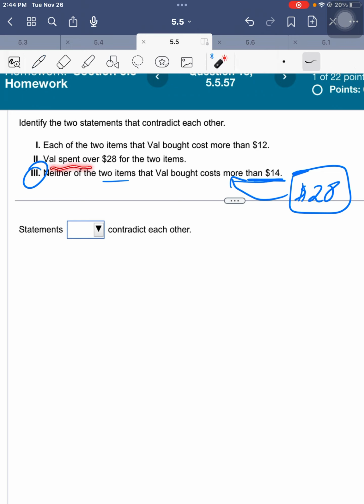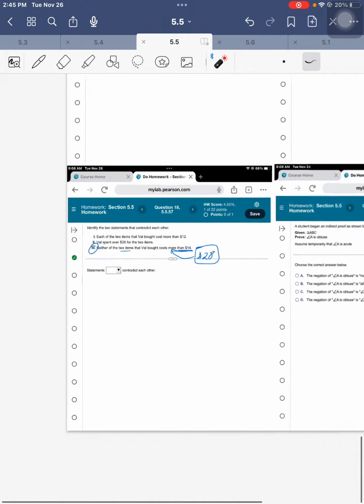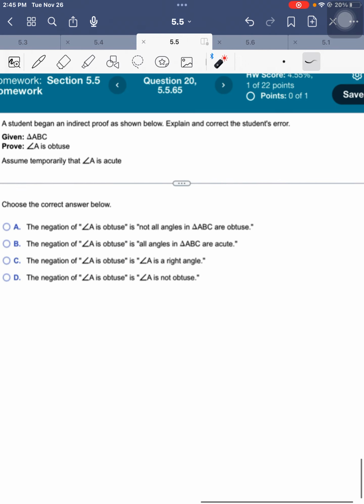So now let's read statement 2. Val spent over $28 for the two items. So that means she had to at least spend $28.01. How, in statement 3, if the most she could have spent was 28, is she now spending $28.01? It's impossible. That's your contradiction. So you click this drop down menu and you put 2 and 3. Okay?